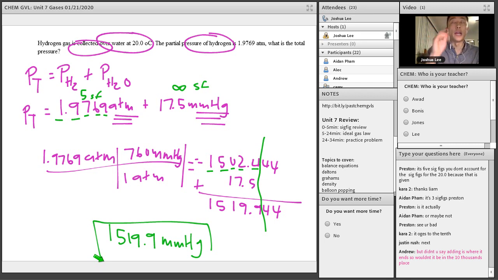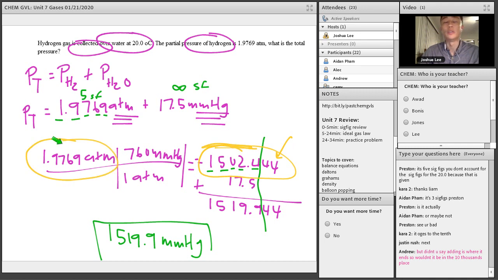So correct. When we're adding, we care about where it ends, but we have to remember where we came from. This number, if we did the math, ends right here, right? But we got this number from our original atmospheres. In order to go from atmospheres to millimeters of mercury, we multiplied. So that's why we counted 1, 2, 3, 4, 5 sig figs. We only care about the first 5 significant figures, which in this case ends right there.